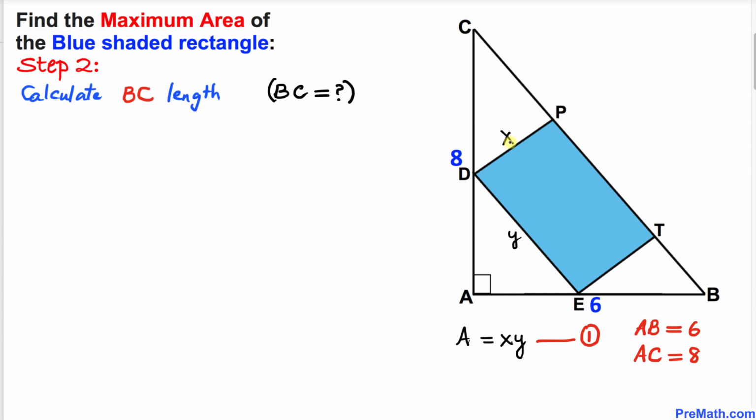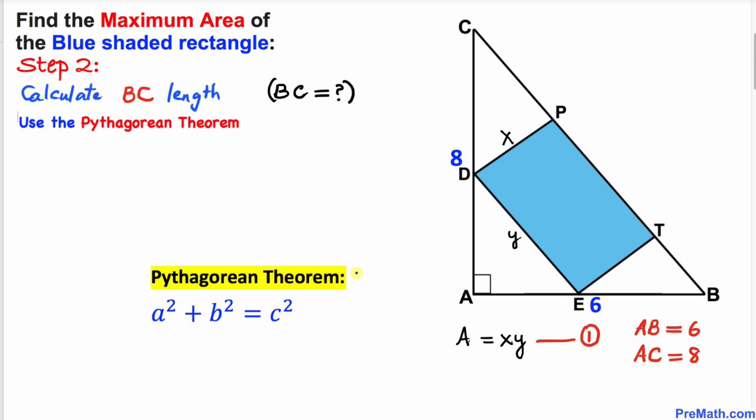Let's focus on this big triangle ABC, and we want to calculate this side length BC. And we know that this is a right triangle, so therefore we are going to use the Pythagorean theorem. And here's our Pythagorean theorem: a square plus b square equal to c square. And here our longest side is going to be side c, and the other sides are 6 and 8. So let's go ahead and apply the formula.